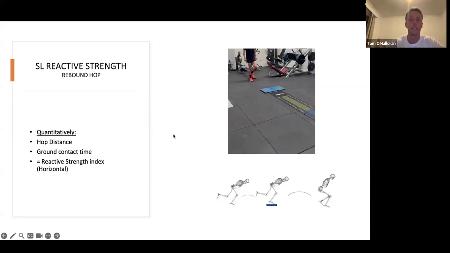So it's just understanding, okay, I'm assessing single leg reactive strength, which we know we need. I'm looking at ground contact time side to side. For me, hop distance divided by ground contact time might give me something I think of as horizontal reactive strength. So how springy are they horizontally?